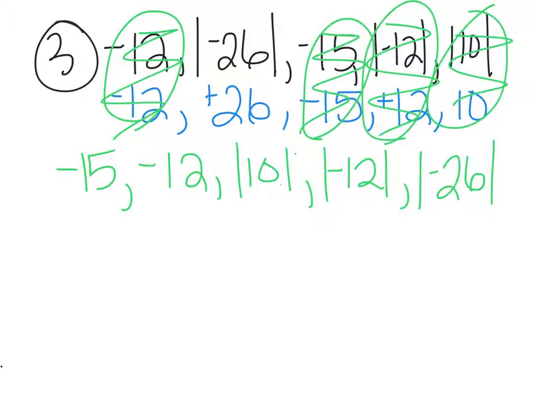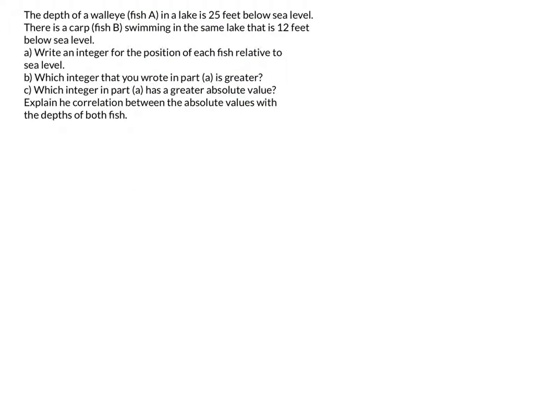The next thing that we're going to do is a word problem. Now, you don't have to write the entire word problem out, but I would try to get a gist of the problem so that you have it written there. All right, let's start with a word problem. It says the depth of a walleye, fish A, in a lake is 25 feet below sea level. There is a carp, fish B, swimming in the same lake that is 12 feet below sea level.